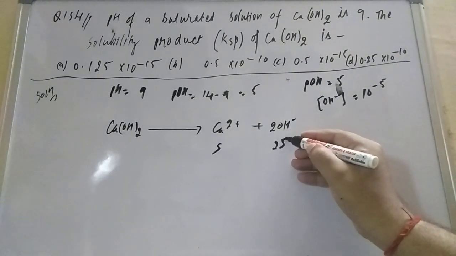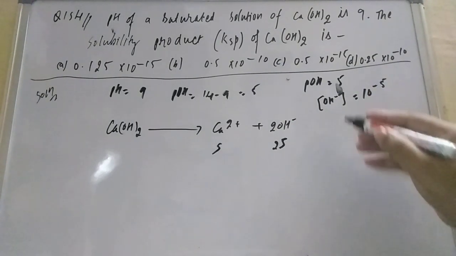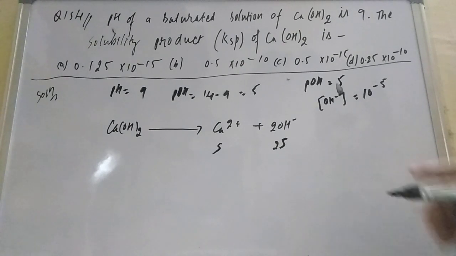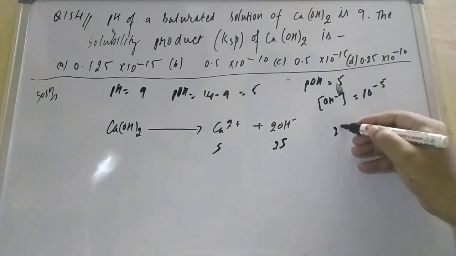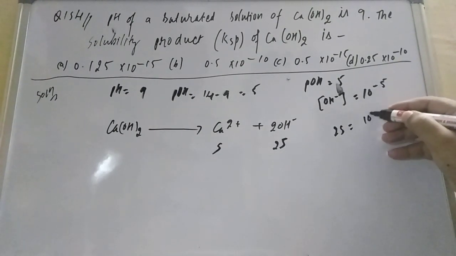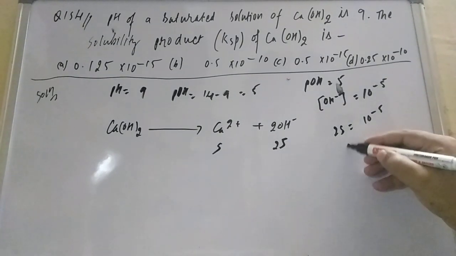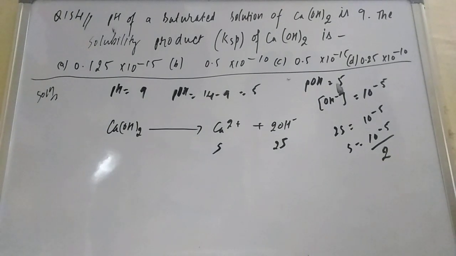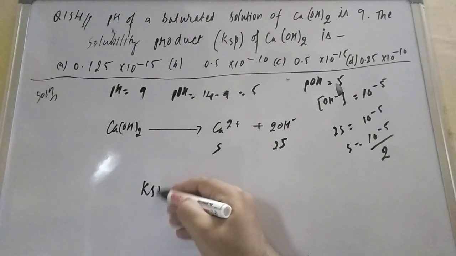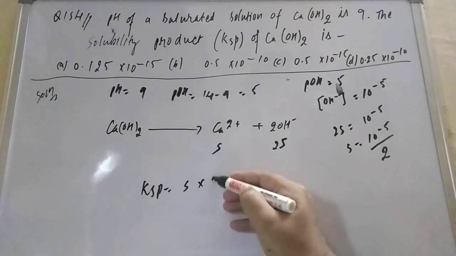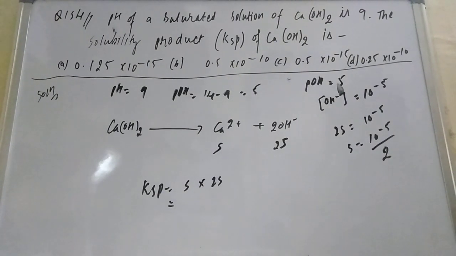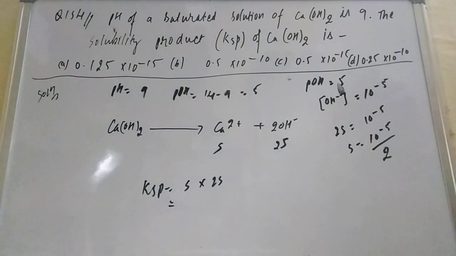Now students, you see the concentration is given. Okay, so what concentration is given? 2S is given. How much? 10 power minus 5. Okay, so S is equal to how much will come? 10 power minus 5 by 2. This will be the S. Now when you are talking solubility, Ksp is equal to S into 2S. Dear students, S into 2S, this is the Ksp.